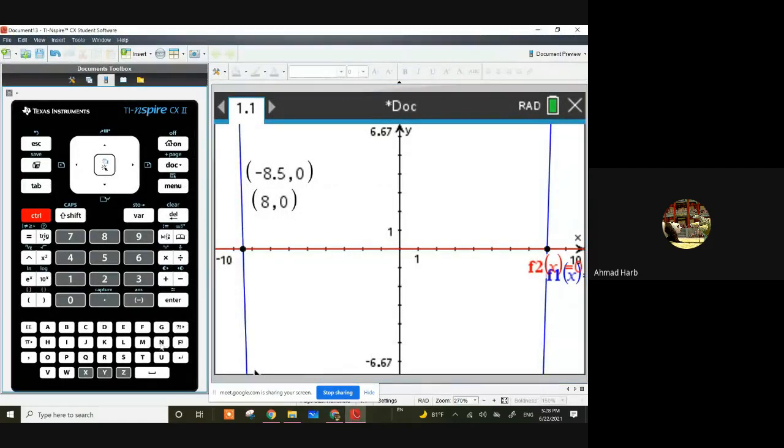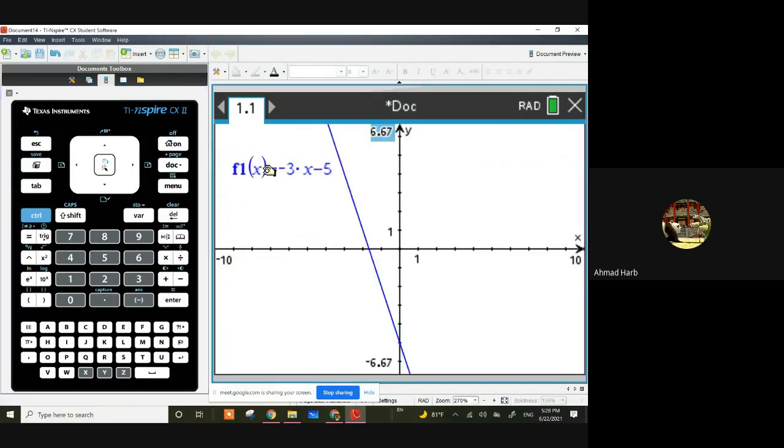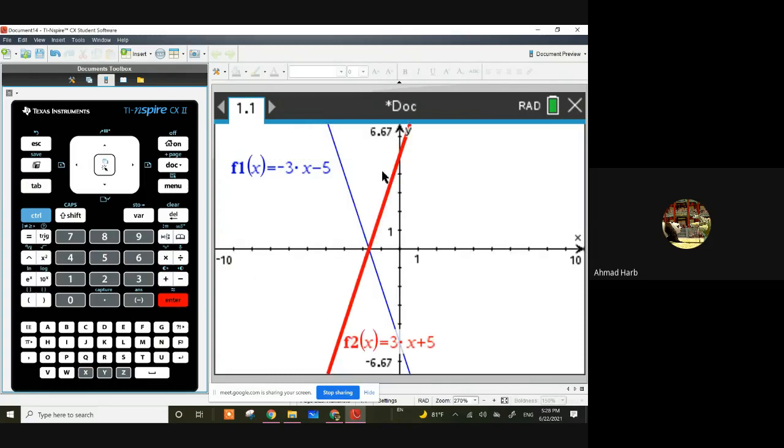Control N, add graph, and the first answer choice was negative 3x minus 5. And if you look carefully, this does kind of look like the graph going down, but it's not crossing at 5, it's crossing at negative 5. So that's out, it's not it. Tab. The next one is 3x plus 5. And that's not it because that one's going up. Tab, negative 3x plus 5.